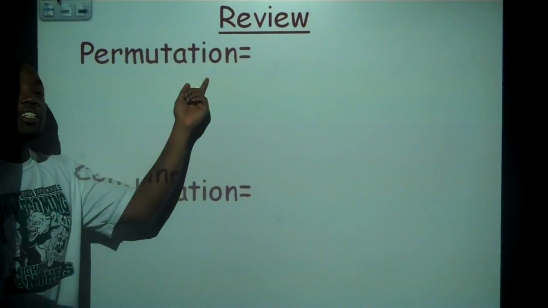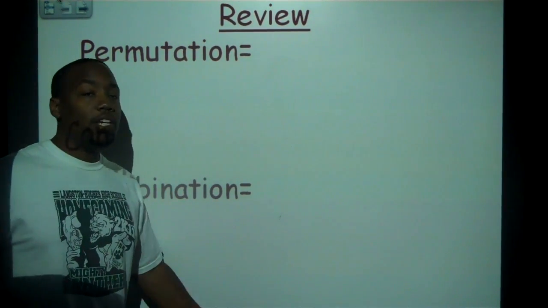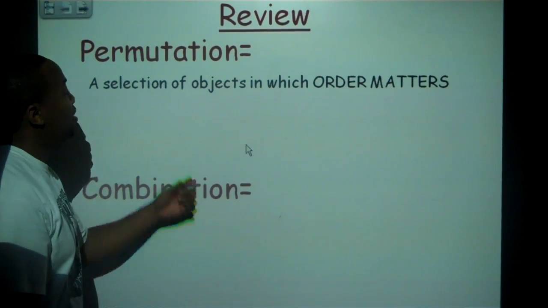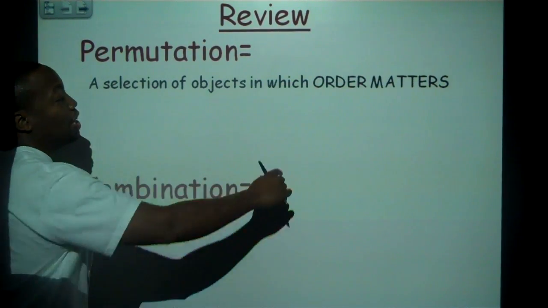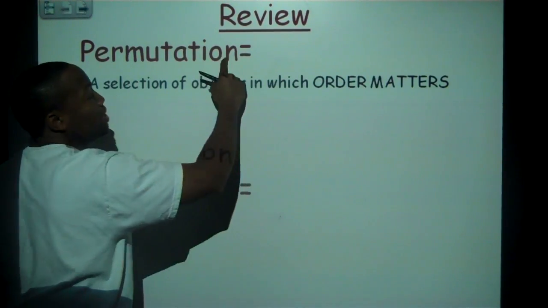Man, we about to do the permutation and the combination. So let me give you a quick breakdown. What's permutation and combination? Permutation is a selection of objects in which the keyword we got here is order matters. Order. It's for permutation.